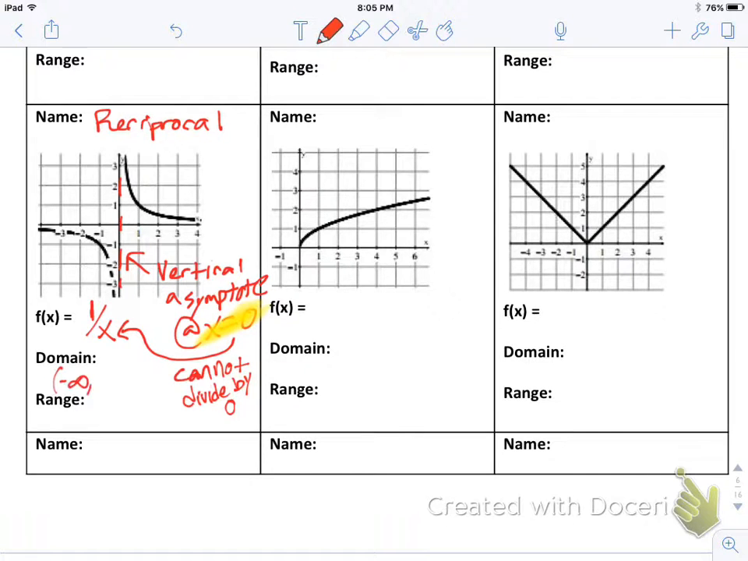Then if you do the domain, it's broken up by that vertical asymptote. So the domain isn't negative infinity to infinity. You have to go negative infinity to 0, parenthesis, because it doesn't touch it, and then that union symbol, parenthesis, 0 to infinity.